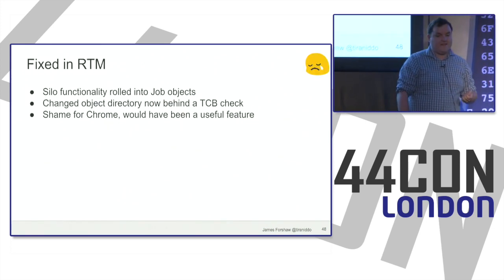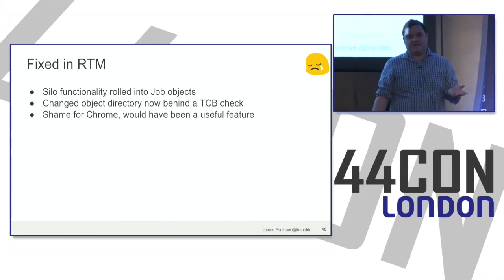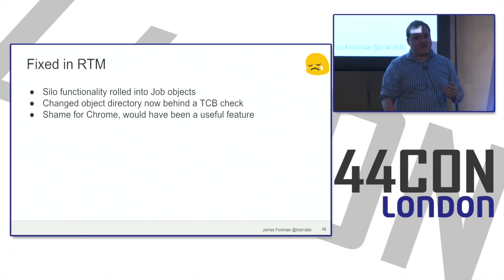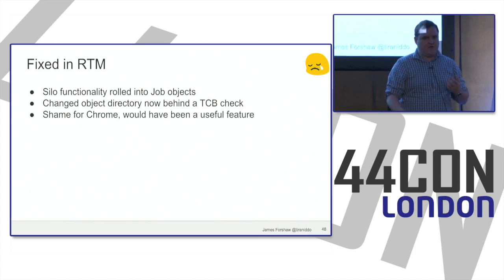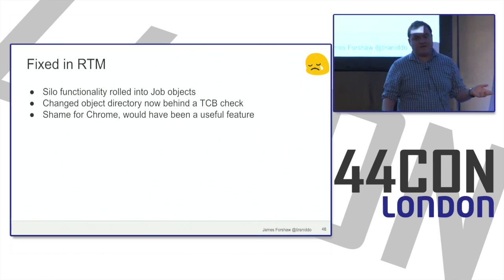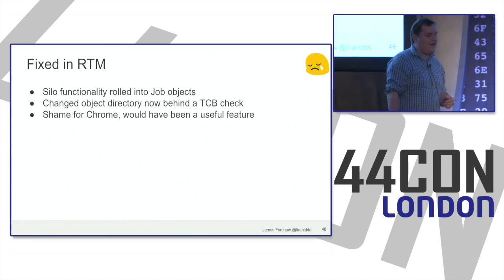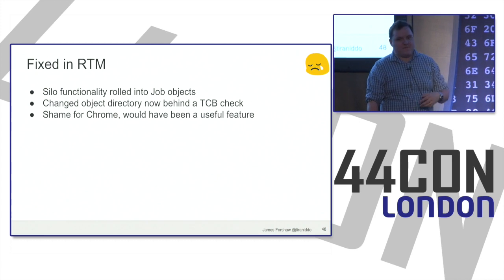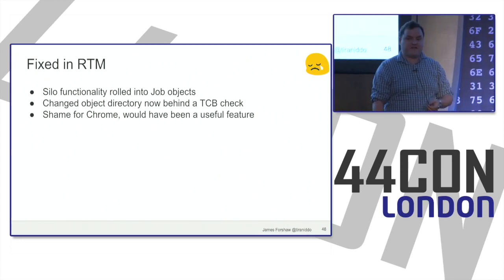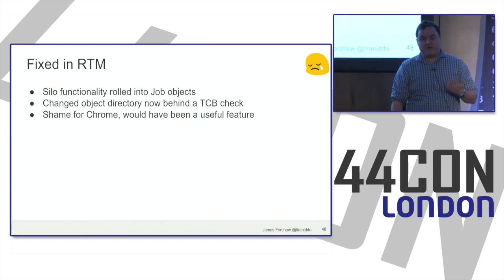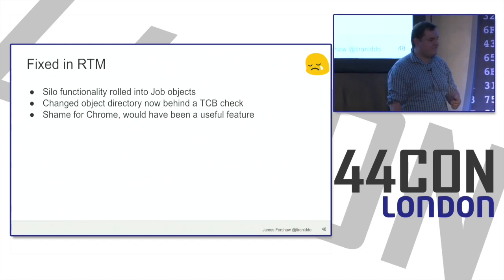But sadly, before RTM, it was fixed. So silos were very much a transitional thing. And even though it looked pretty concrete and pretty fixed, they disappeared and got merged into normal job objects. So all this effort of trying to find a cool exploit for this vulnerability was totally wasted. It's a bit of a shame for my hopes for, say, Chrome mitigation work, because it would have been a useful feature, but now it's behind a TCB privilege check, you can't actually access it, which is a shame.